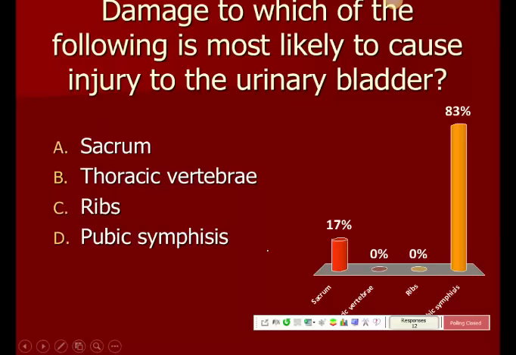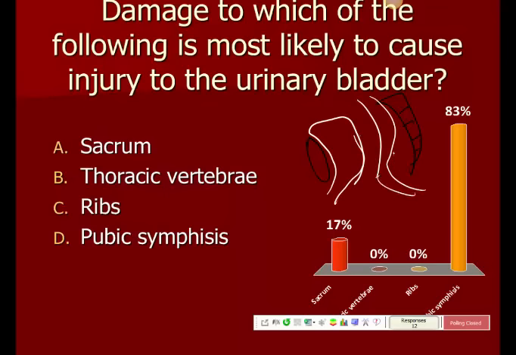Your rectum is in contact with the sacrum. So if you took a side view, this would be your pubic symphysis. Here is your vertebral column. Here is your bladder. And here is the rectum and anal canal. So the bladder is right next to the pubic symphysis, which is why in automobile accidents, something passing through the pubic symphysis injures the bladder.